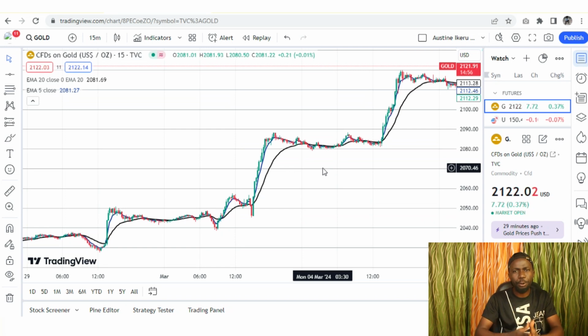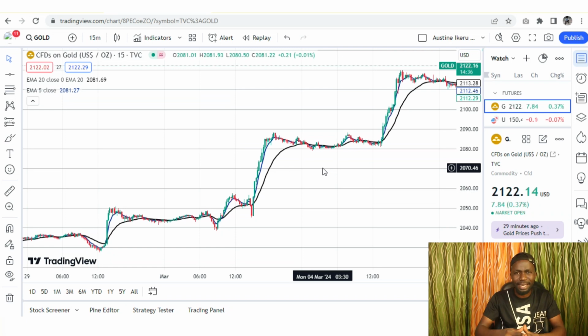Right? So once you plot out your two moving averages, you change the setting. One should be 20 period, the second should be 5 period, and you wait for a crossover. If the 5 period crosses above the 20 period, it means the trend has changed direction, and that is when you are expected to take action.